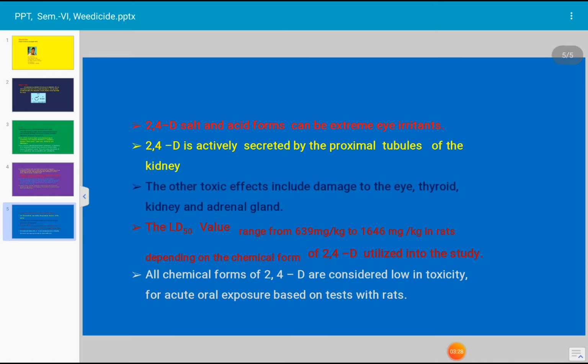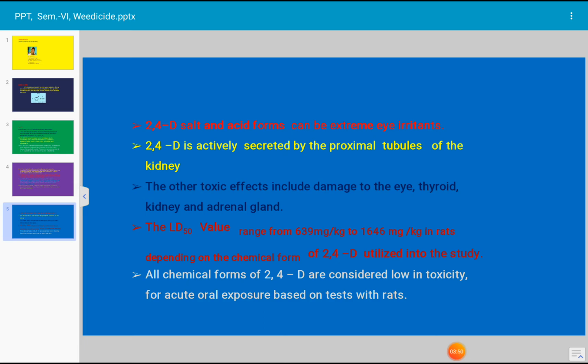2,4-D salt and acid forms can be extreme eye irritants. 2,4-D is actively secreted by the proximal tubules of the kidney. The other toxic effects include damage to the eye, thyroid gland, kidney and adrenal gland.